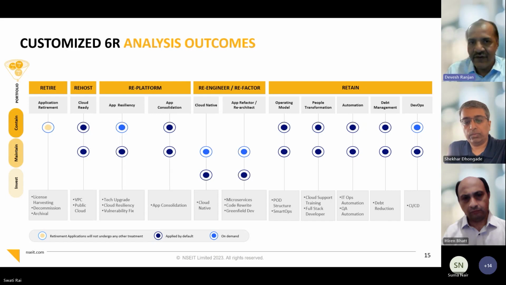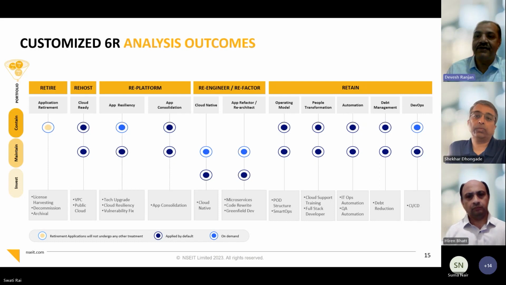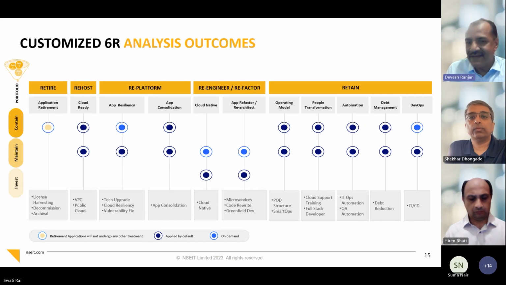And even in terms of the re-engineering or refactoring, what are the cloud native capabilities that you can look at? Which of these applications, particularly the traditional applications, can you completely rewrite or adopt something like a microservices based architecture? Those are recommendations that we include as part of our report.